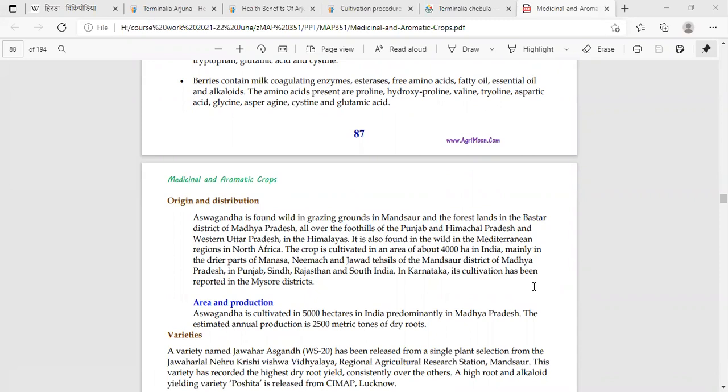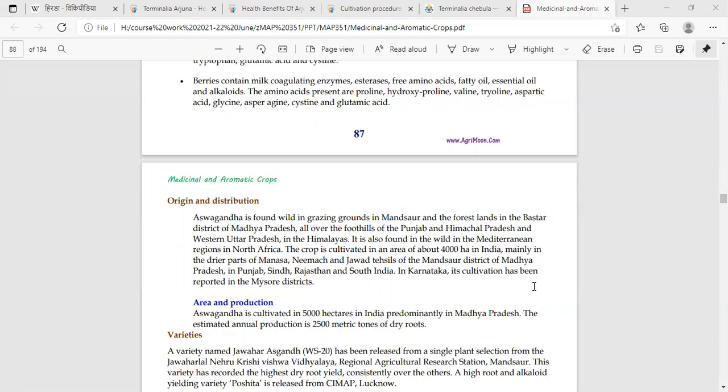Then area and production. So ashwagandha is cultivated on 5,000 hectares in India, predominantly in Madhya Pradesh. So it originated in Madhya Pradesh. So MP is the native place. We can say the origin of this ashwagandha is MP.